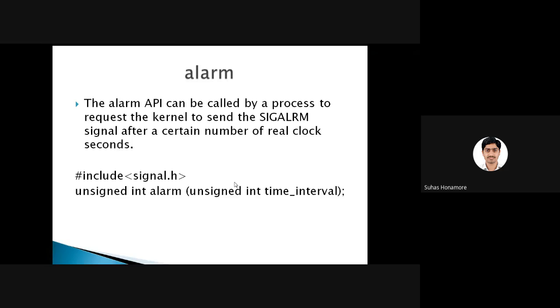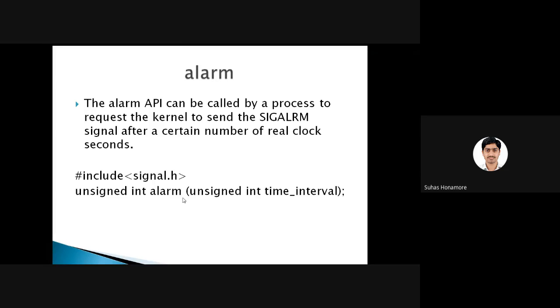Hi all, we'll go ahead with a new topic, that is the alarm API. This API helps us use something as a signal that the kernel will automatically send to a process. Here the process itself tells the kernel that after some time it should send the signal. So this is the alarm signal.